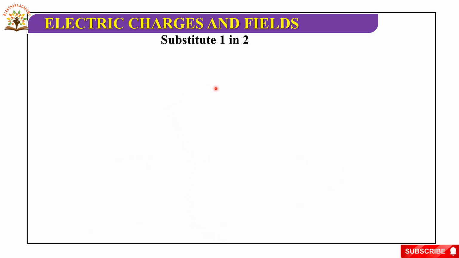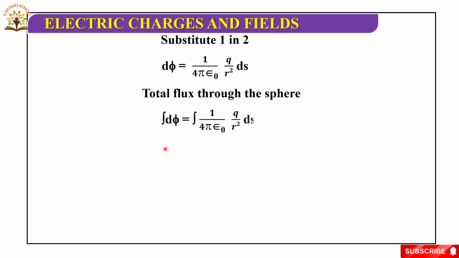Substituting 1 in 2, we get d phi is equal to 1 by 4 pi epsilon naught Q by r square into ds. Total flux through the sphere is the integral of d phi is equal to the integral of 1 by 4 pi epsilon naught Q by r square into ds. Now, 1 by 4 pi epsilon naught Q by r square is a constant, so we integrate ds.